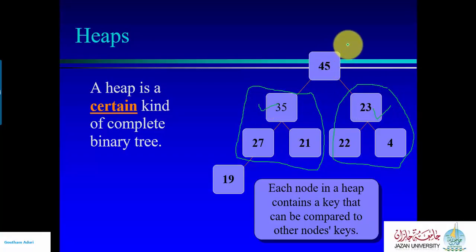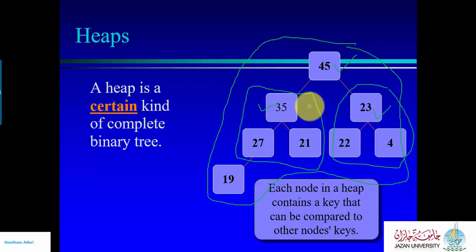And if you see the whole tree, the 45 is greater than its child nodes. So that's the basic property. Here also we can see another tree. So 27 is greater. So this is a heap order property. So it should satisfy the heap.